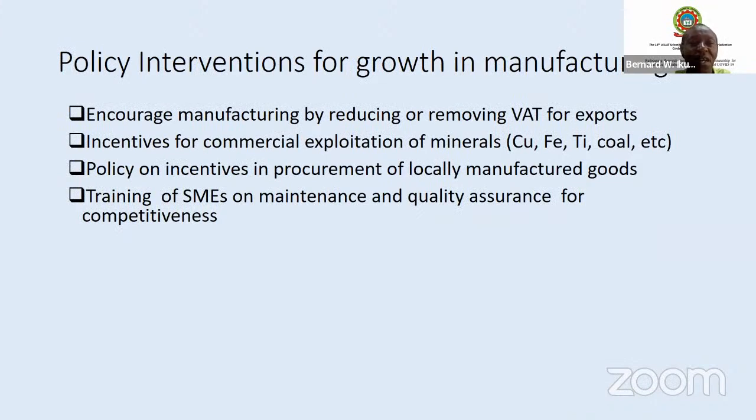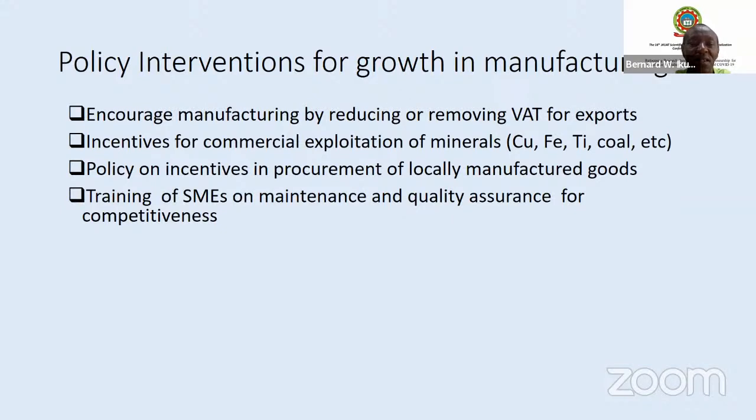So to sum it up, there are some policy interventions for growth in manufacturing. We are saying, and this is known to the Ministry of Industrialization, encourage manufacturing by reducing or removing VAT for exports, and incentives for commercial exploitation of minerals. Actually, you have a lot of minerals in Kenya, and unfortunately, some of them are just exported when they are raw. We are saying that, even with the Ministry of Mining that has been put in place, there is a need to focus on that. Iron ore, very critical for the manufacturing industry, even for the construction industry. Coal as a source of energy, though not green, but still can help to bridge the gap. Copper and many others. Those can actually help in revamping our manufacturing sector.